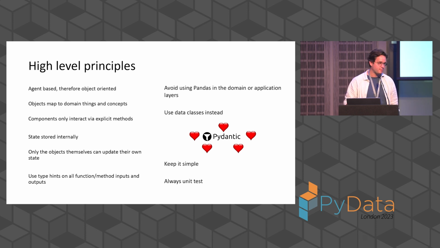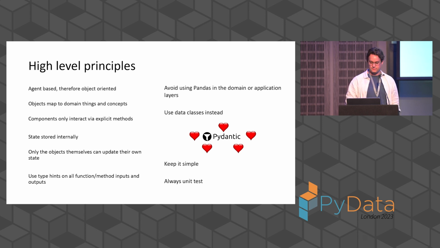So what are the principles that we used? Well, the first one was we agreed that we wanted to make this agent-based, and therefore the coding paradigm was going to be object-oriented. Objects should map more or less to the main things and concepts, one-to-one, exactly how you intuit the world or the way that things work. Build your code that way. Then you know where to look for things in the code base.